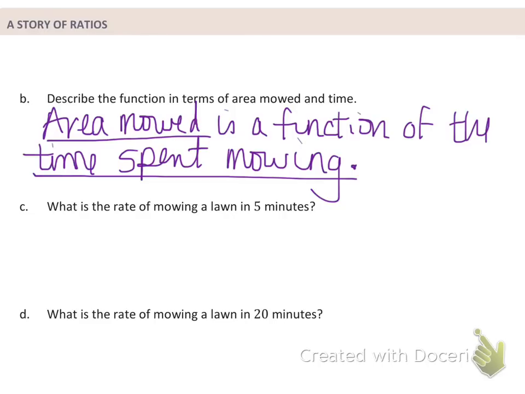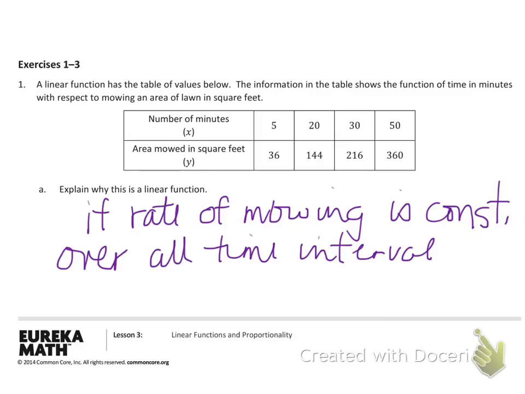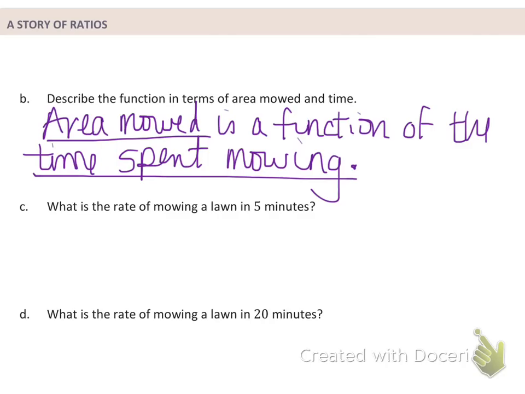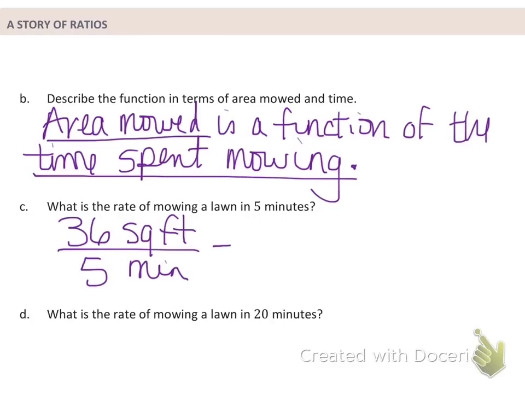So what is the rate of mowing this lawn in 5 minutes? Well, in 5 minutes, we could mow 36 square feet. So we would have 36 square feet per 5 minutes. And if I simplify that or do the division, I can see that that's 7.2 square feet per minute.